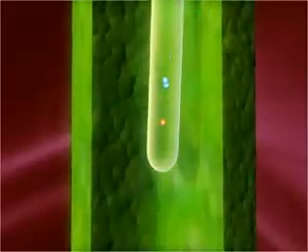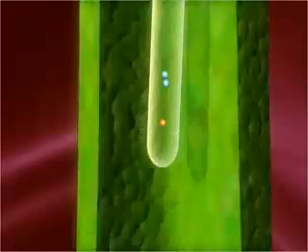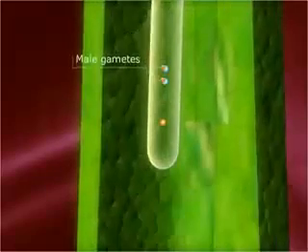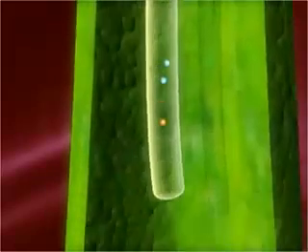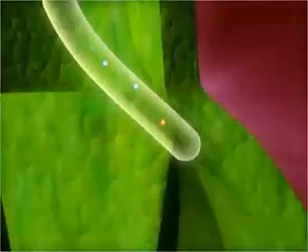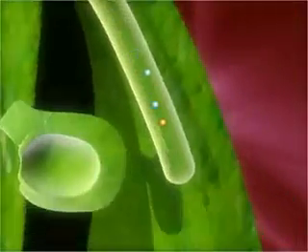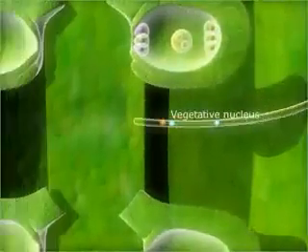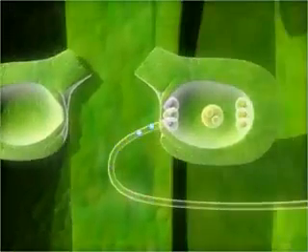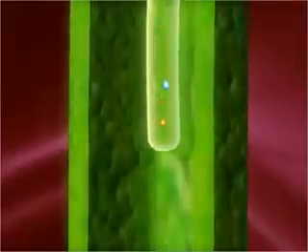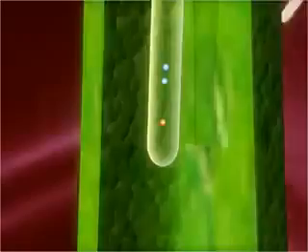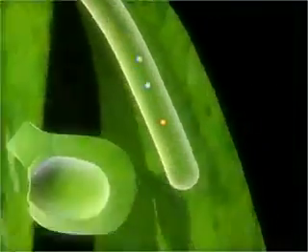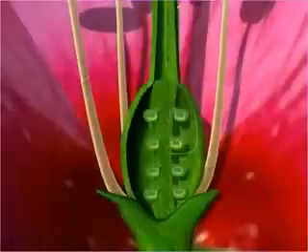Here the generative nucleus divides mitotically into two male gametes or sperms. The vegetative or tube nucleus of the pollen grain is responsible for the growth of the pollen tube. The vegetative nucleus degenerates after reaching the ovule. The pollen tube at this stage, with a vegetative nucleus and two male gametes, grows down into the ovary.